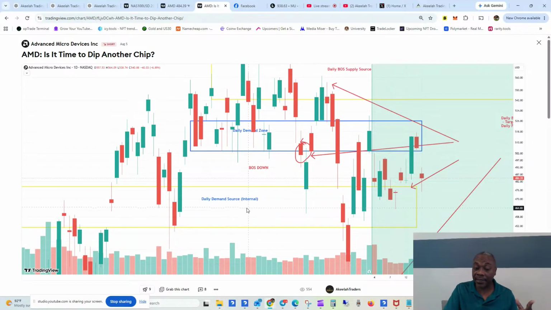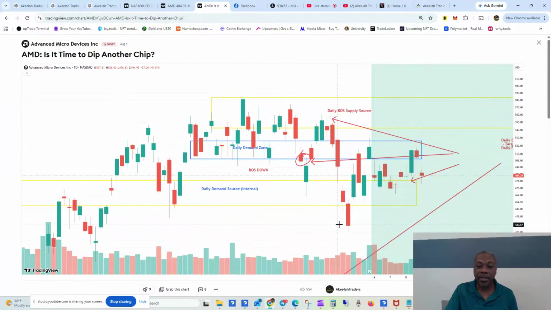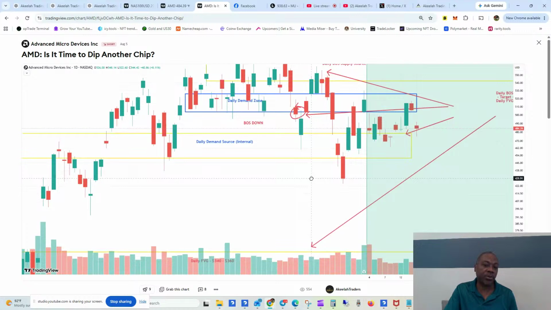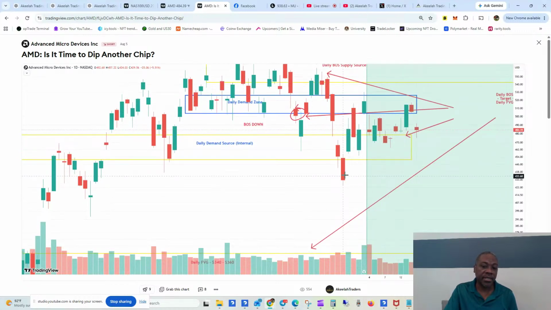This was on the daily, at least. It was supposed to come and hold this demand source area, which means I should not see a close below that. If we get a close below this area, that's even more of a signal to me that something broader is going on. So I made a point of this, seeing this close. And again, this was prior to earnings.